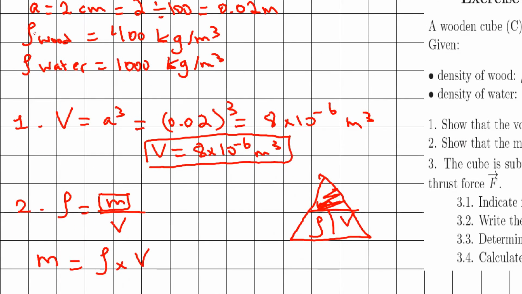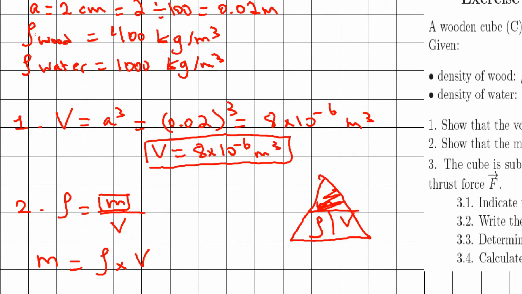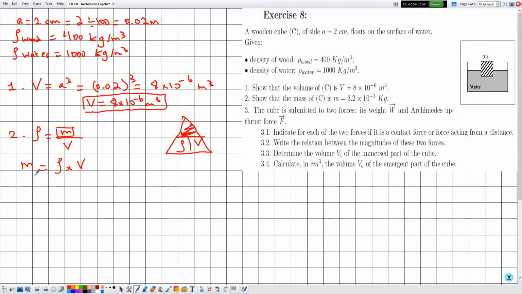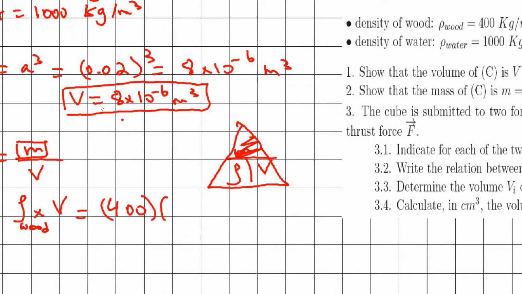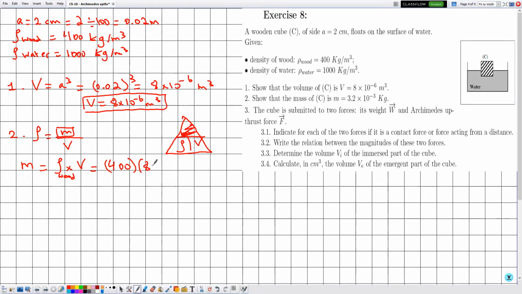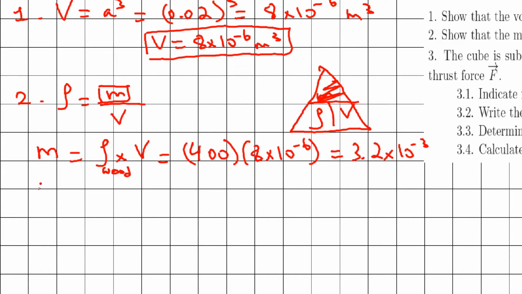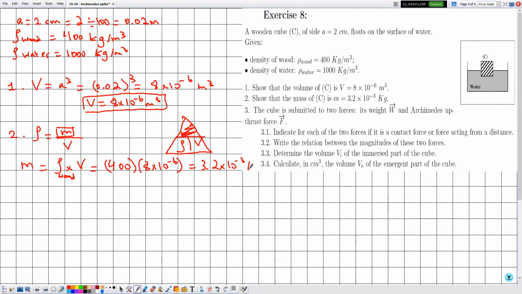Notice that here we have two densities, density of water and density of wood. Because we are determining the mass of the wood, we'll use the density of the wood. The density of the wood is 400 multiplied by the volume of the cube, which is 8 times 10 to the power minus 6. Plugging this in the calculator, it will give us 3.2 times 10 to the power minus 3. Since everything is in the SI, the value of M will be in the SI, which is kilograms. So the mass of the cube is given by 3.2 times 10 to the power minus 3 kilograms.